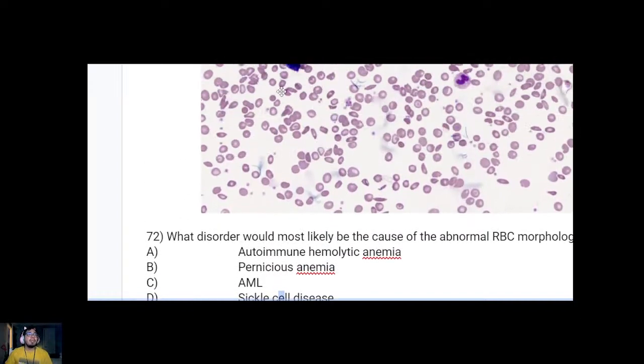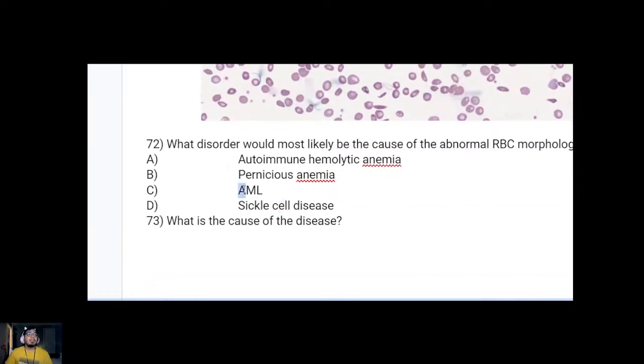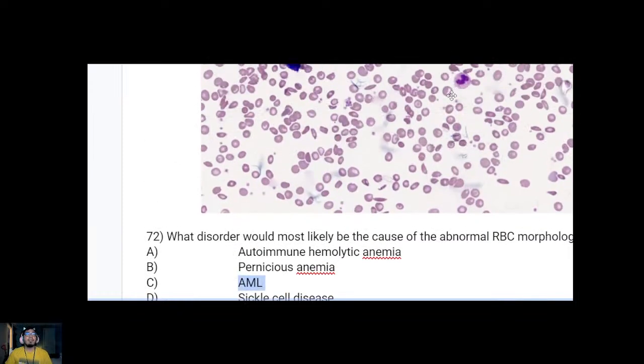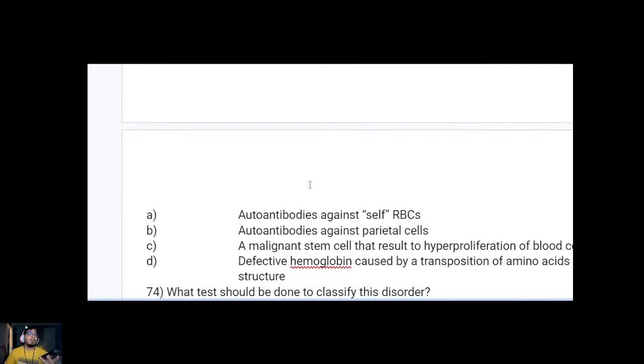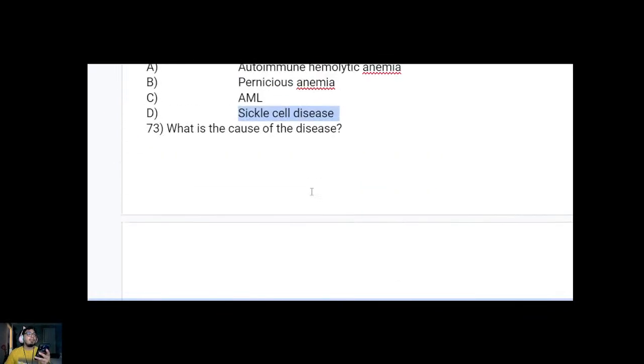Is there pernicious anemia? I don't see any macrocytes. Are there blast cells there? Nope. So the case is sickle cell anemia. By the way, this is from the Learn Heme Facebook group that I follow.